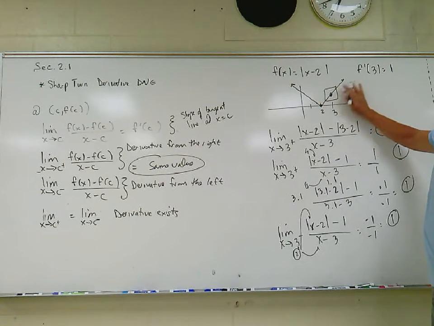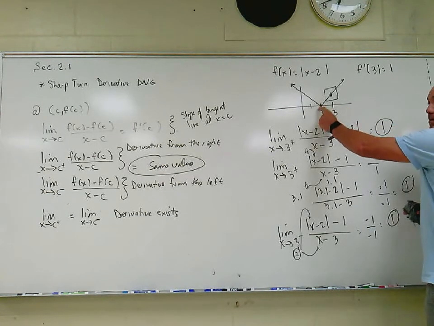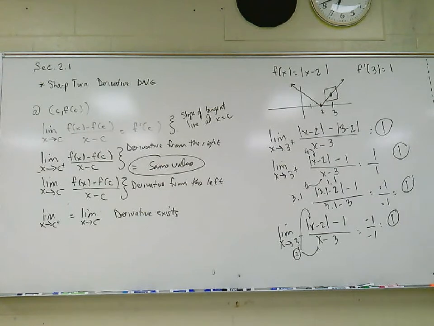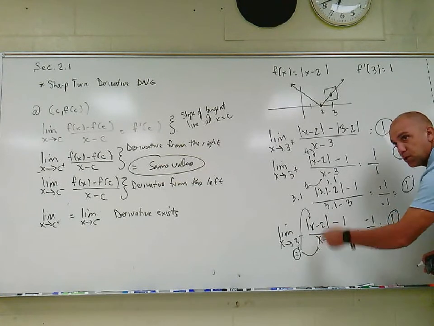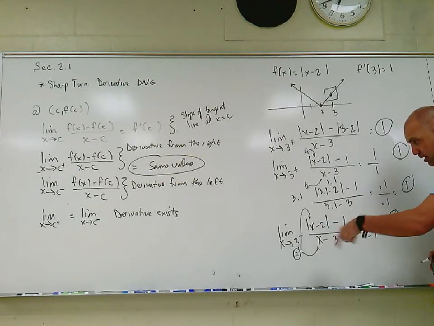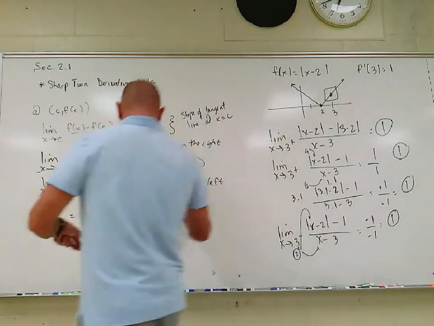So the slope here is 1, which we knew anyways. That's not the point of this problem. The point of this problem is to show you that it doesn't exist here. Okay? Now, does everybody see that I didn't really try to do any algebra here? I just plugged numbers in and thought about it like that. Okay? All right. So now, we'll erase that.